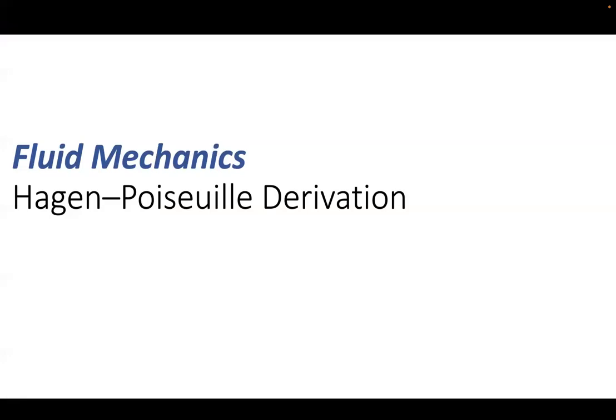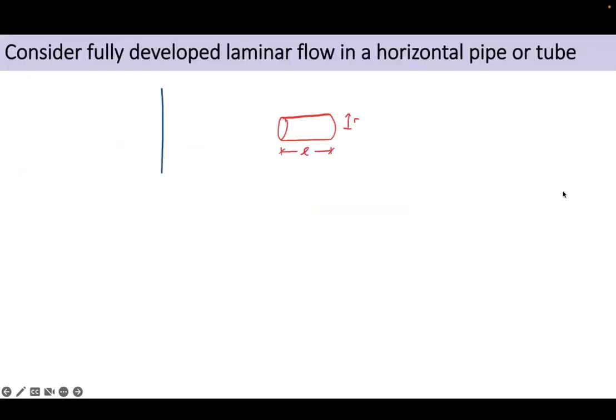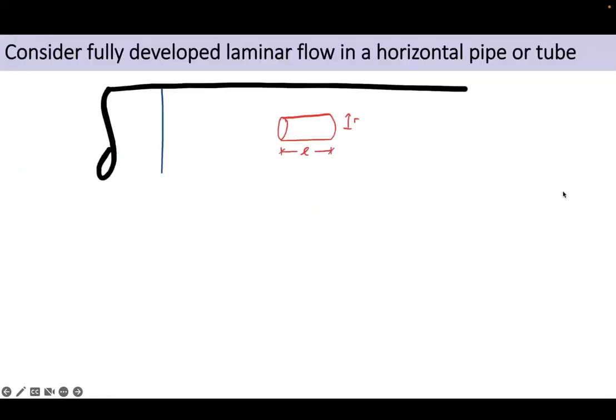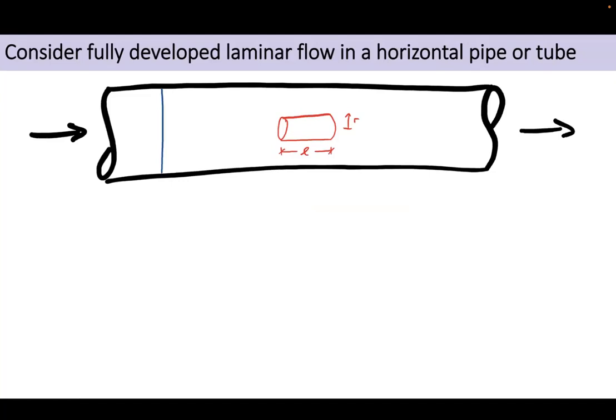Want to walk through the Hagen-Poiseuille derivation today. So this is going to be applied to fully developed laminar flow in a horizontal pipe or tube. What we're starting with here is just a conceptualization of discharge moving through a circular conduit.